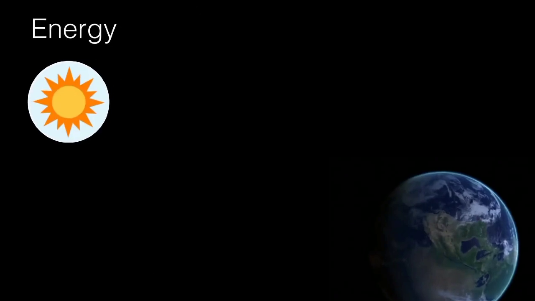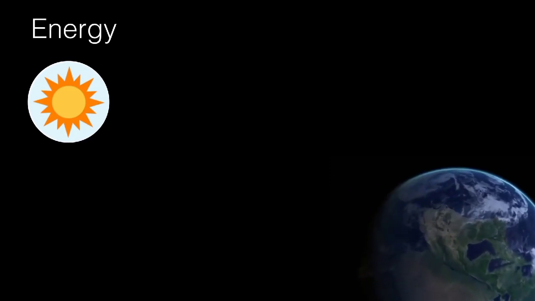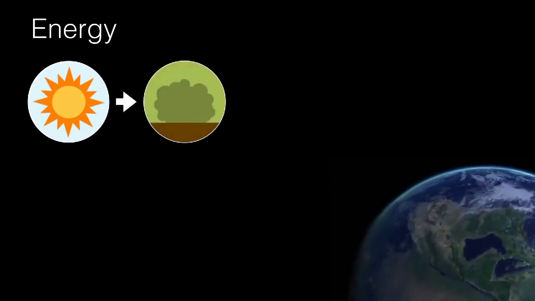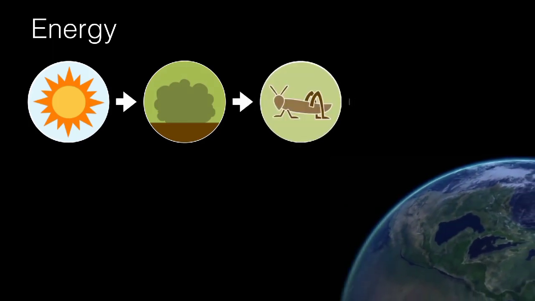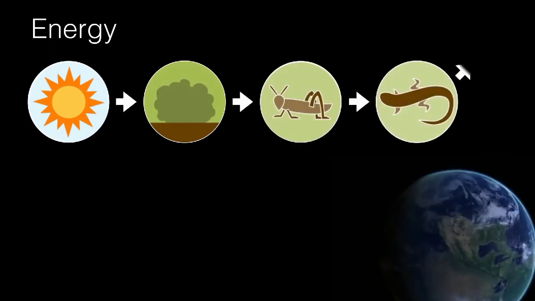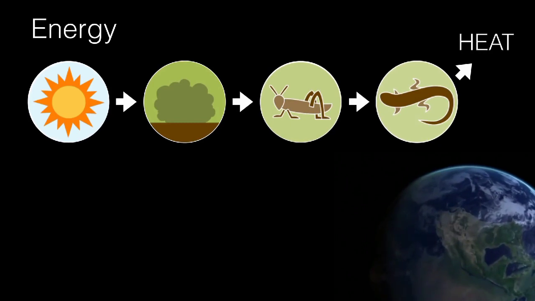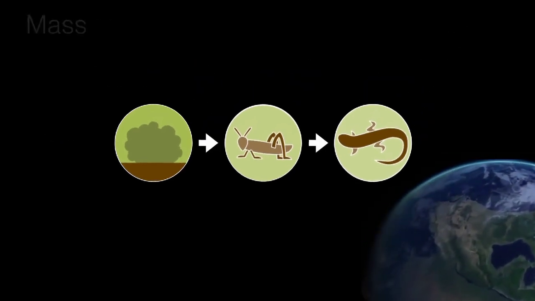And so the energy on our planet, remember, starts in the sun, moves through producers to consumers, other consumers, and eventually is lost as heat. But as we move to matter, everything on our planet is conserved. There is no sun anymore.